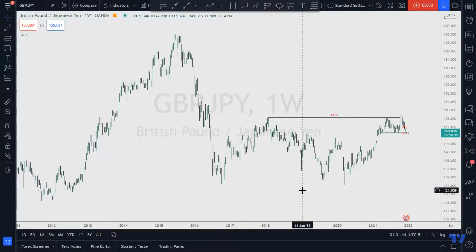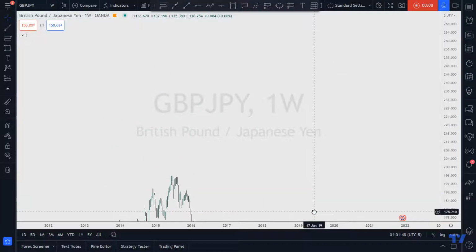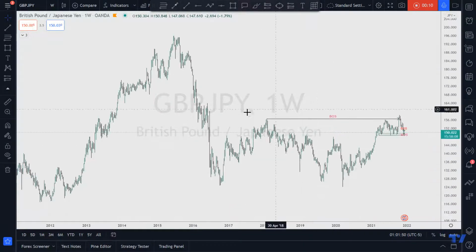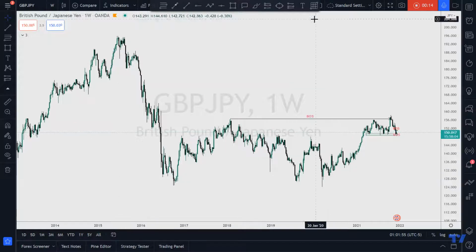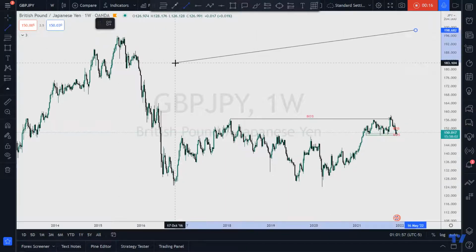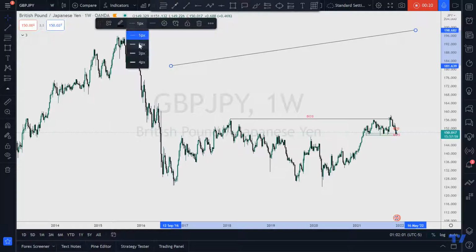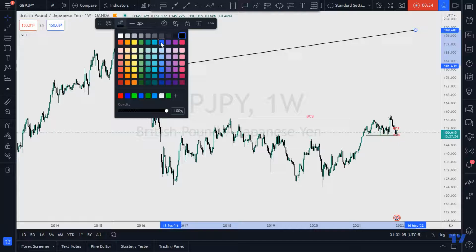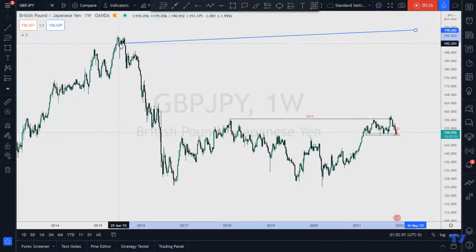Let's look at the situation that we may have with pound yen. Let's take a look at the weekly. What do we see? We see this impulse. I got a stick here. I like it blue. Okay, what do we see here?